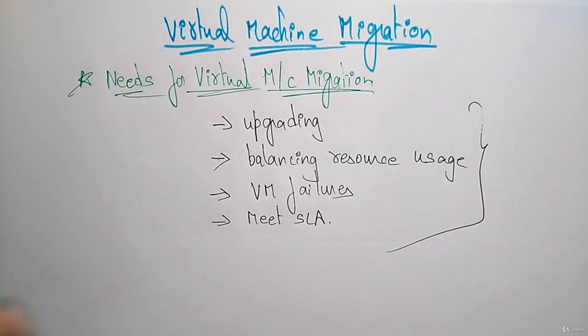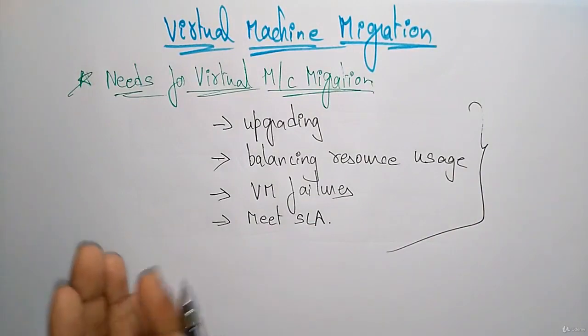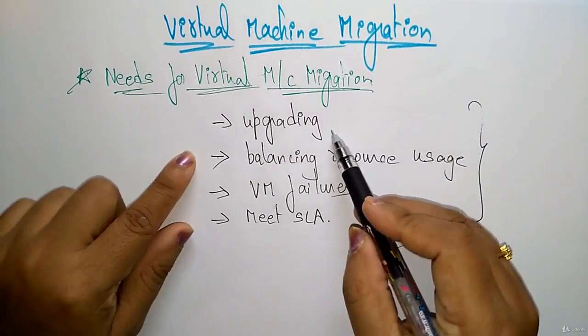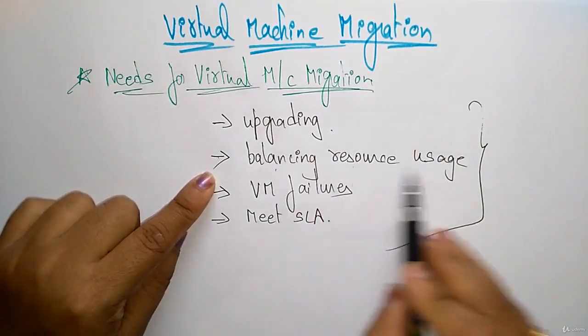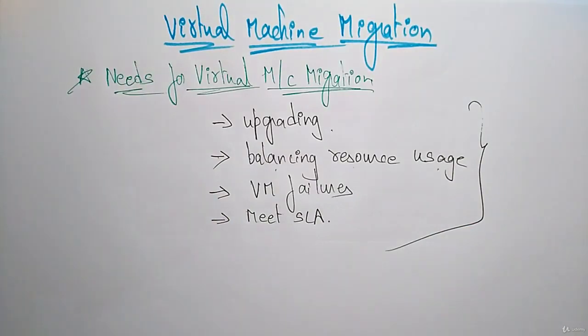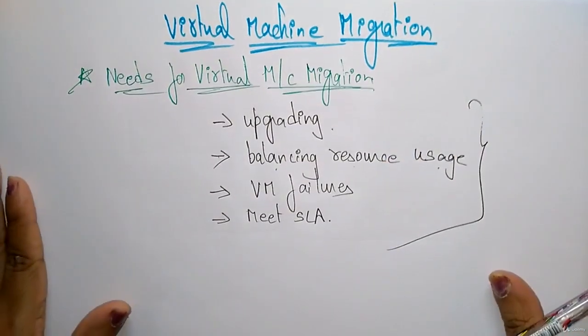Why is the virtual machine migrated from one system to another system? It is moving to another, using other resources because of upgrades, because of rebalancing resource usage, because of virtual machine failures, and to meet SLA. They are going to migrate from one system to another system. So these are the needs for virtual machine migration.